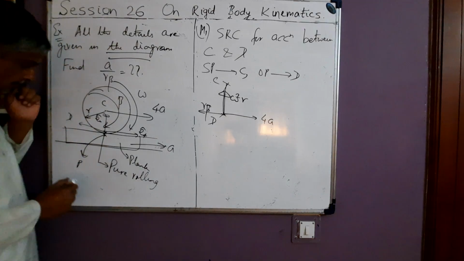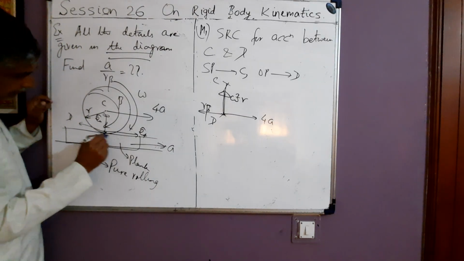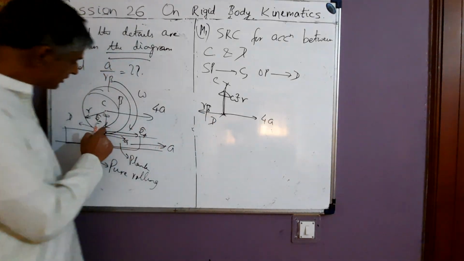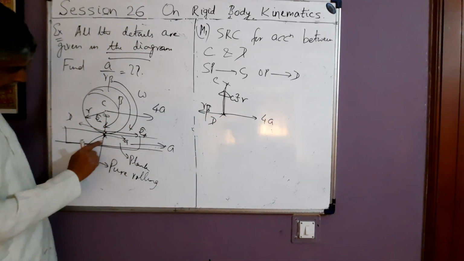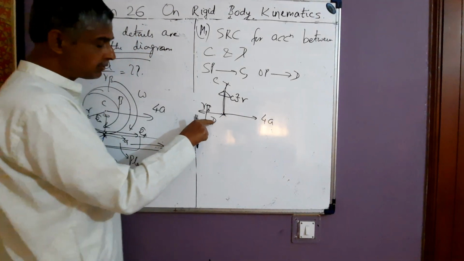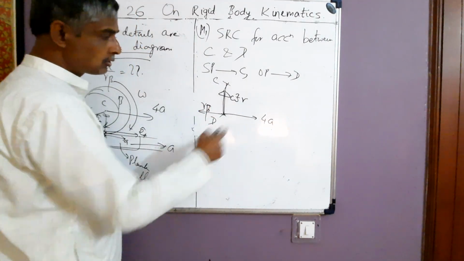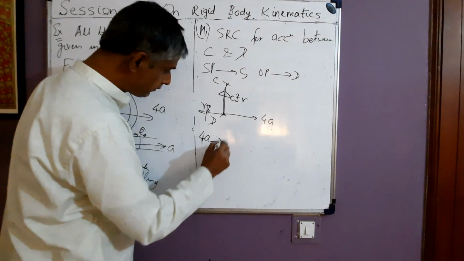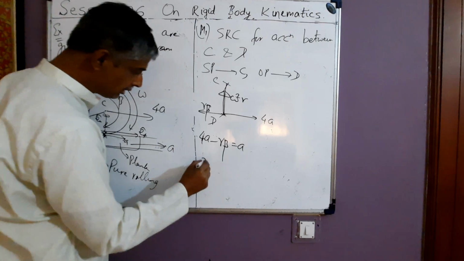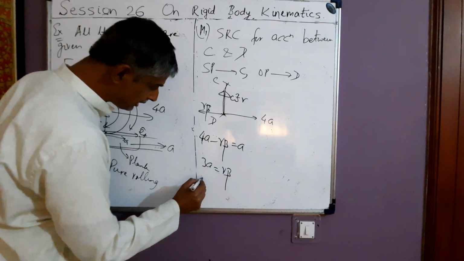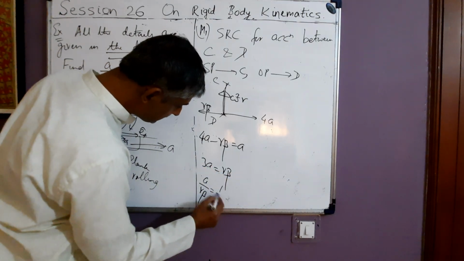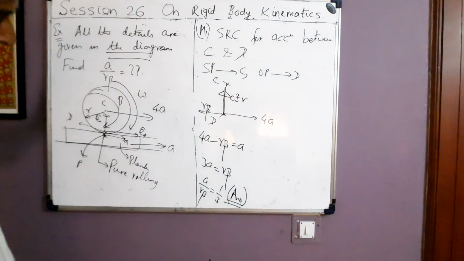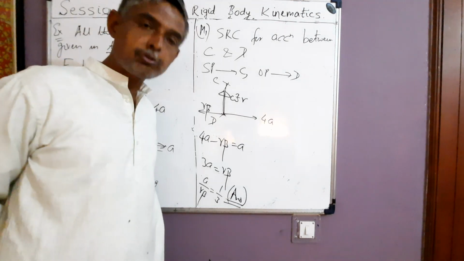Now this point P has an acceleration of A in rightward direction and here it is no slip. So for no slip to take place, the acceleration of D in the tangent plane should also be equal to that of point P, in rightward direction. So the resultant of these two should be in rightward direction, so this should be more than this. So we write 4A minus R beta is equal to A. 3A is equal to R beta. So A by R beta is equal to 1 by 3, which is therefore the required answer.